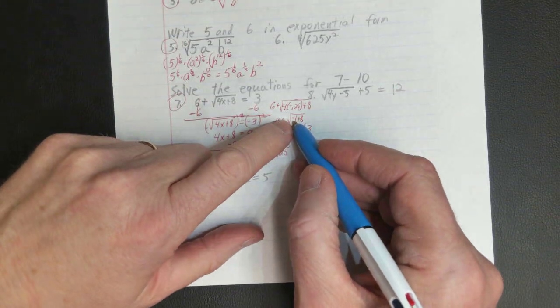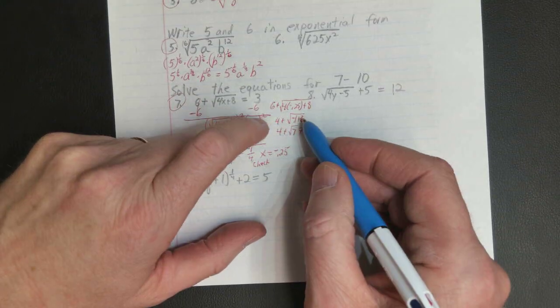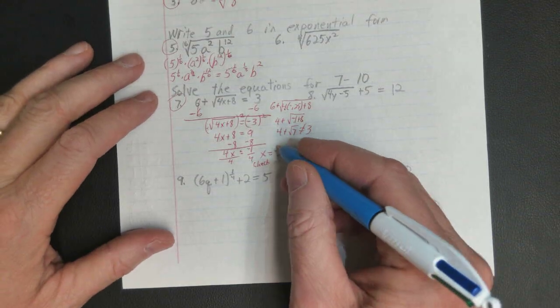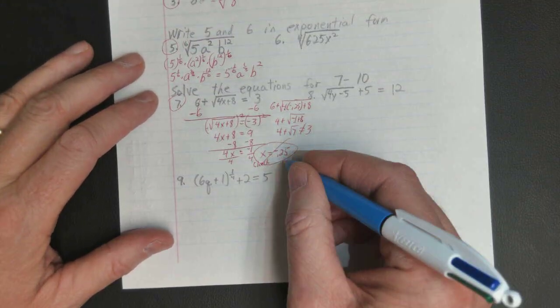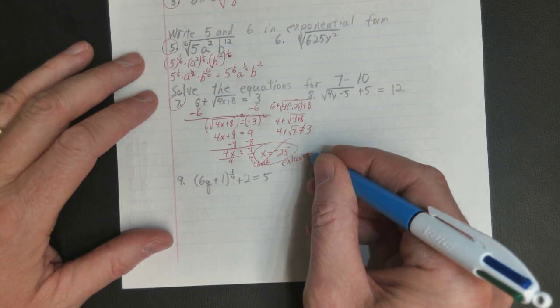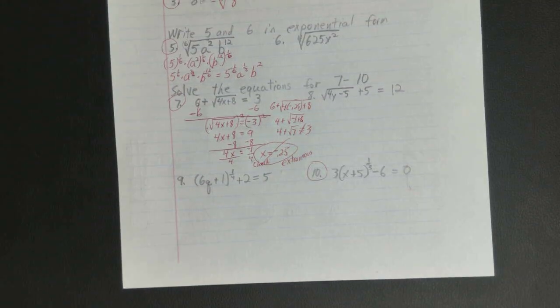If it was positive 1 plus 8, it would be 9. And even then, it's not going to work. So this is not going to work. It is extraneous. So be careful. Some devious teacher might try to fool you.